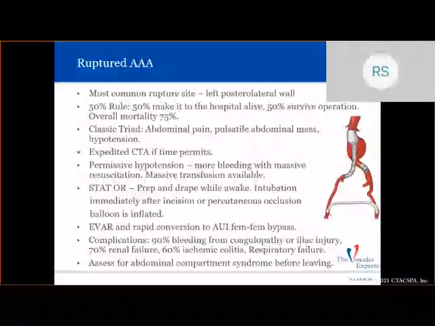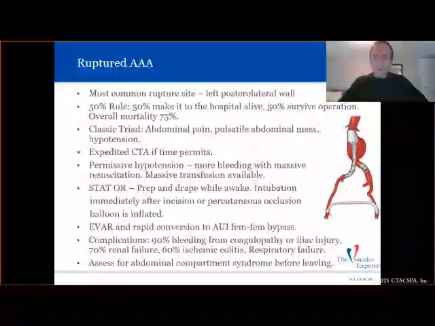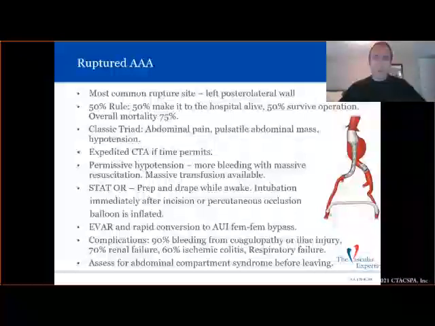Rupture AAA. That's our biggest emergency, and it's got the highest mortality of anything we do. It's mostly a stat OR, so I think it's good to have a script in your head of what you're going to do and what you're going to expect from this sort of problem. So most common rupture site is left posterior lateral wall. 50% of the people make it to the hospital alive. 50% survive the operation, so that's an overall mortality of 75%. Classic triad is abdominal pain, pulsatile mass, and hypotension.